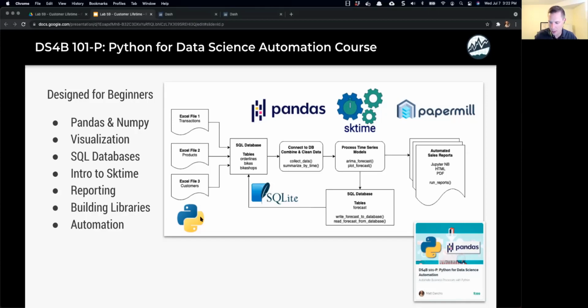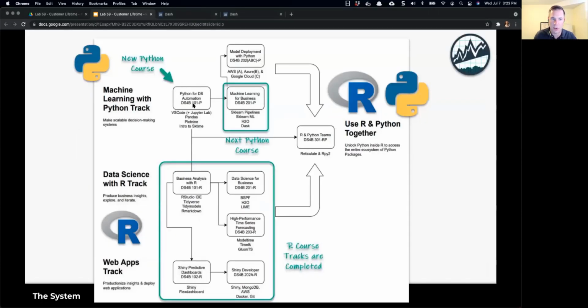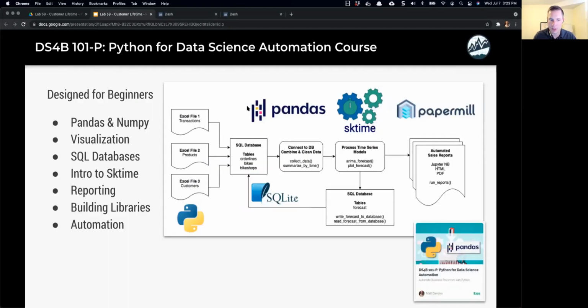So if we go back here to the system that I was talking about, that's this course right here. And for the Python folks that want to learn Python, it's going to be the foundational course that then takes you to the next course, which is where we're going to learn a lot more machine learning. So this is a really good course.